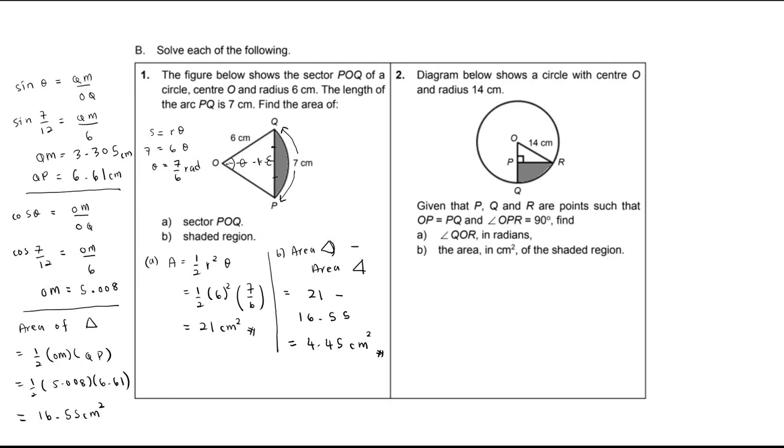Proceed to question number 2. Diagram below shows a circle with center O and radius 14 cm. So here we have a sector from the whole circle. Radius is 14 cm. Given that P, Q, and R are points such that OP equals PQ, and the angle OPR is 90 degrees. We want to find the angle QOR in radians.